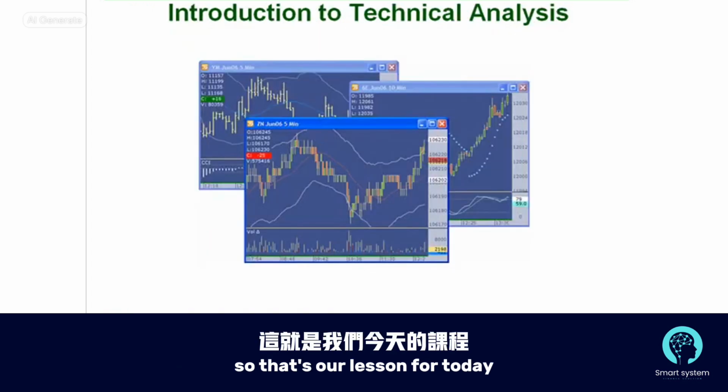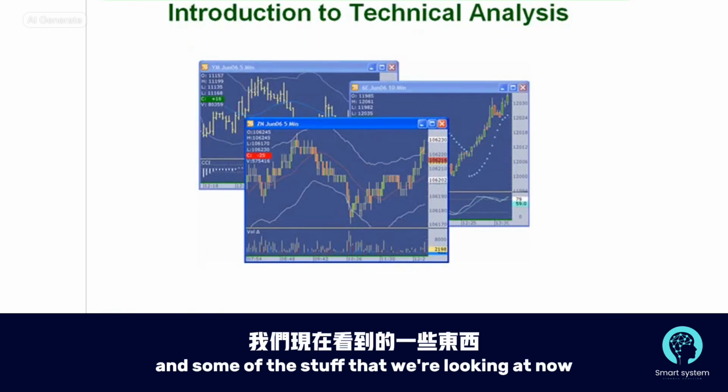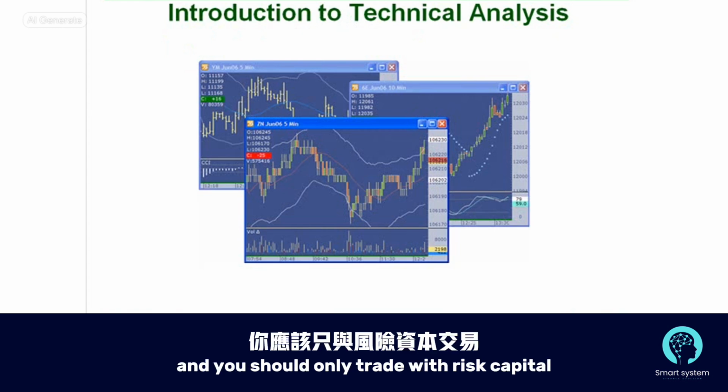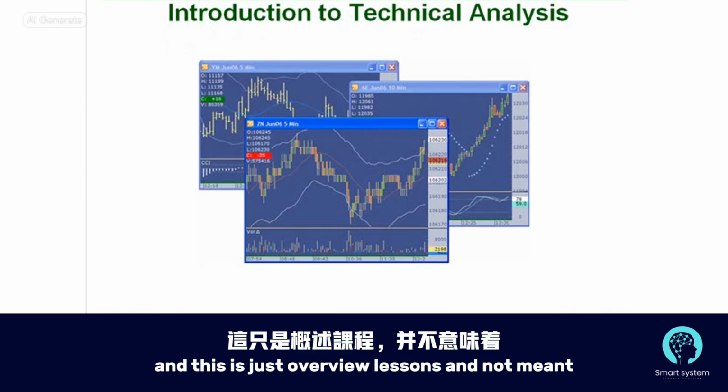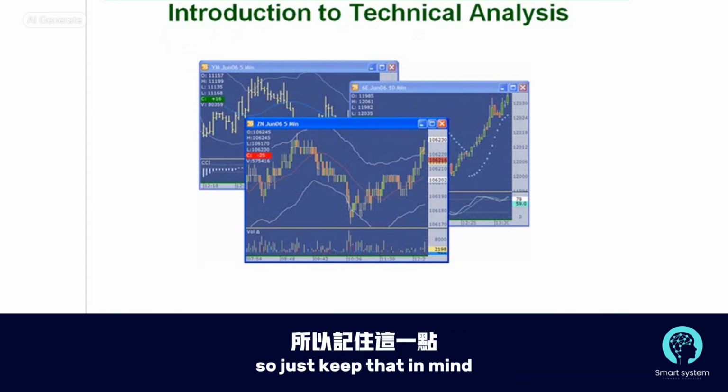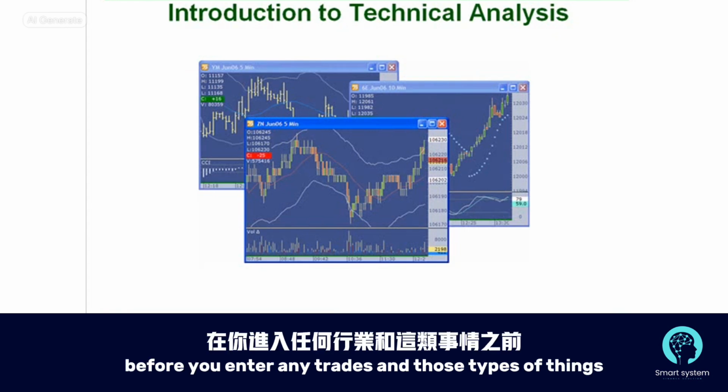So that's our lesson for today. Again, with strategies and some of the stuff that we're looking at now, remember that trading is risky, and you should only trade with risk capital. And this is just overview lessons and not meant to be trading advice or anything like that. So just keep that in mind, and make sure you do your homework before you enter any trades.